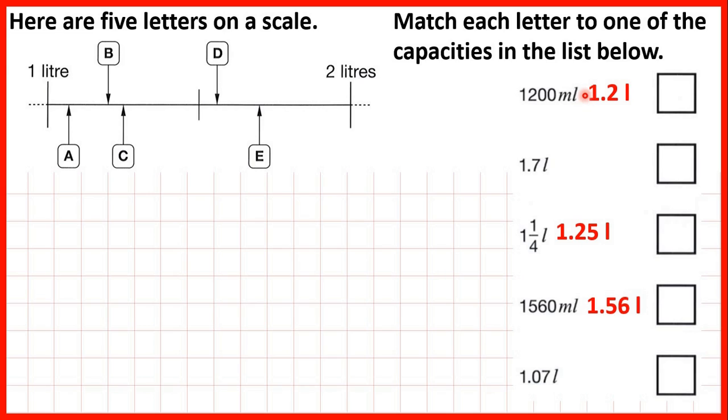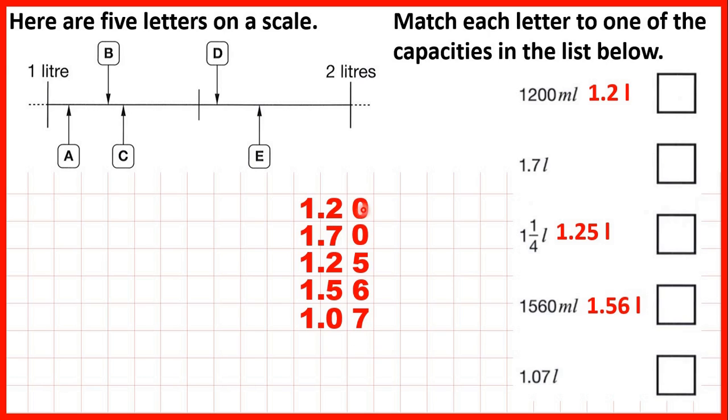So what we can do is order these values from smallest to largest so that we can place them on the scale. So we have 1.2, 1.7, 1.25, 1.56 and 1.07. So we have our decimal points lined up, so our ones, our tenths and our hundredths digits are lined up as well. Now we can write zeros in empty squares because you can put zeros on the end of decimals without changing the value of the number.